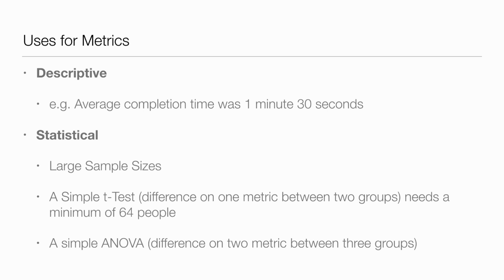Well, there are 2 great families of metric. Firstly is descriptives. So, average completion time was 1 minute 30 seconds. So you get everyone to do a task on a website, you time them and say, yeah, it took this long. Now, that's interesting, but it doesn't give us a big insight into what's going on. It only describes the current situation, hence the name descriptives.